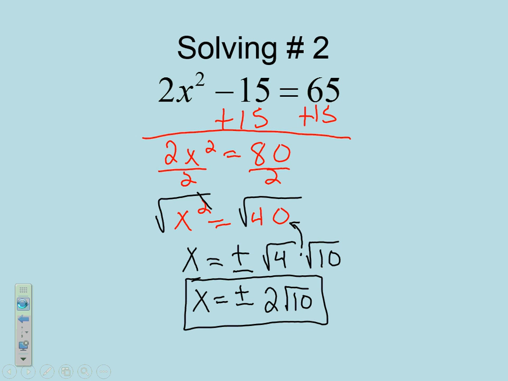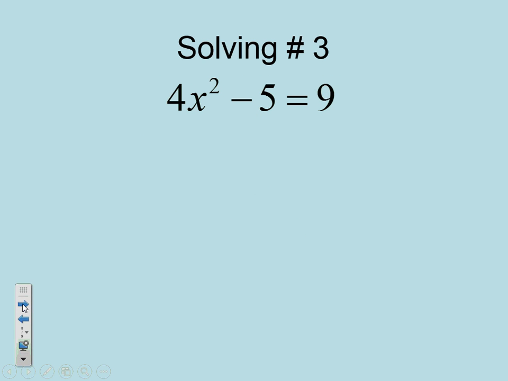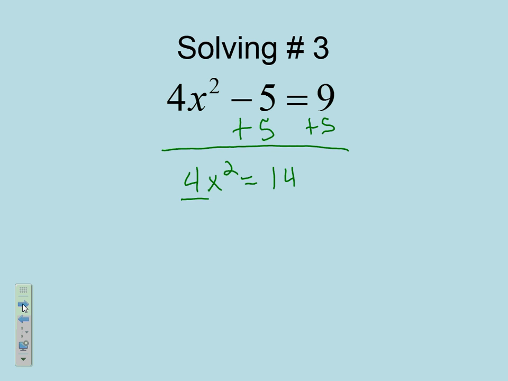All right, moving on. Example number 3. First thing we're going to do, add 5 to both sides. So we're going to get 4x squared equals 14. Now we're going to divide both sides by 4. And x squared equals, you guys, I'm not going to simplify it. I'm going to leave it as 14 over 4.